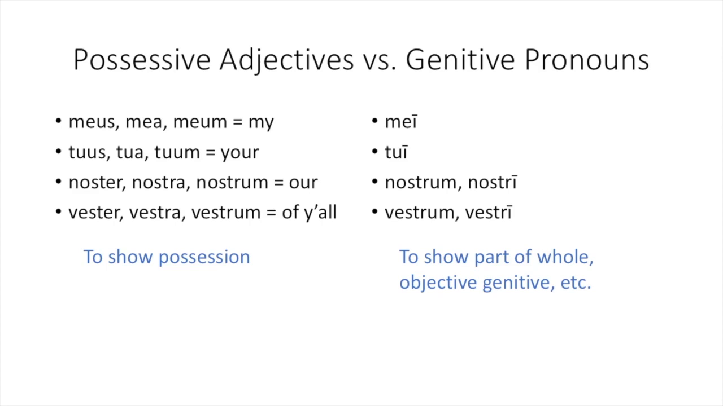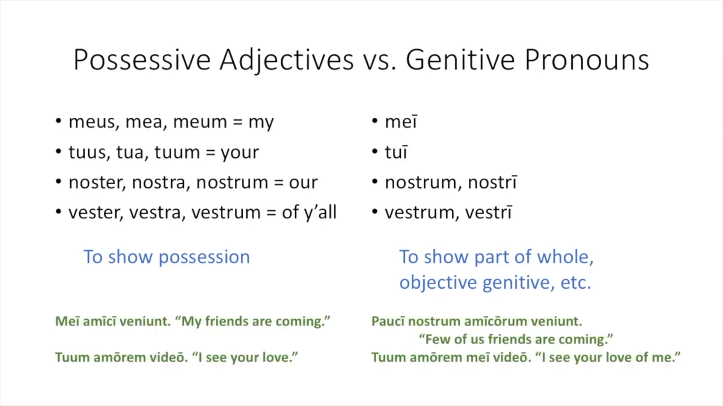These other uses of the genitive have not been formally introduced by Wheelock, but I think it's helpful to mention them to make sure you understand these differences. So let's look at an example or two to understand those differences. For possession, you could say, mei amici veniunt, my friends are coming, or tuum amorem video, I see your love. Here we're talking about my friends or your love.